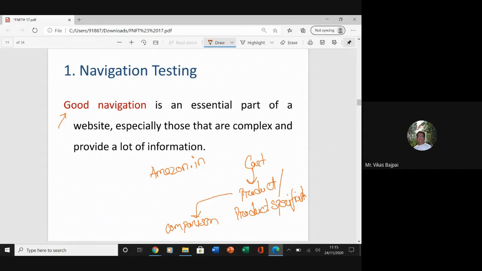That is very crucial, because here I'll be able to retain a particular user on my website or on my product if the navigation is good. That's why usability testing is very, very crucial.